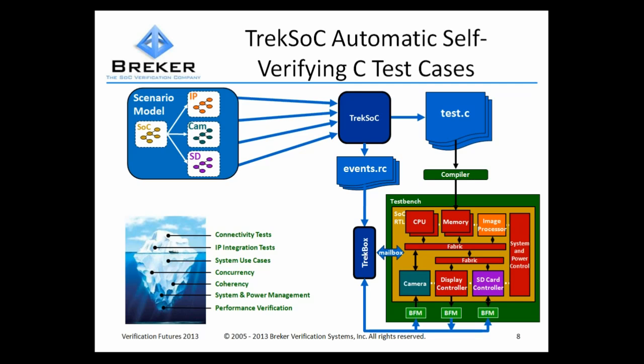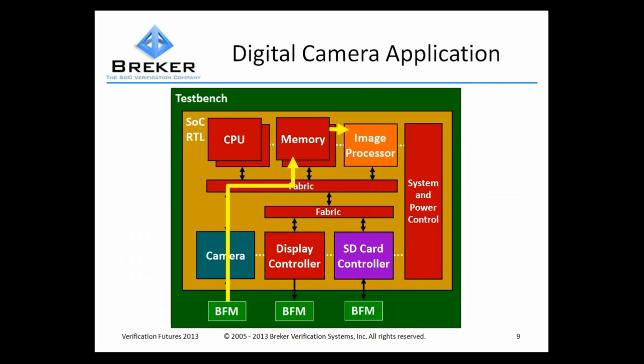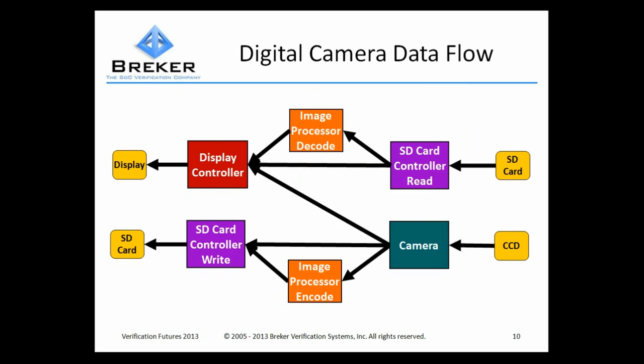So coming back to this scenario or the application, typically what you may want to test is a scenario like this where you take data from the BFM, which is an external environment, to the camera and you put it into memory. And then from the image processor to memory, and then you store the information back in your SD card. So this is a typical scenario.